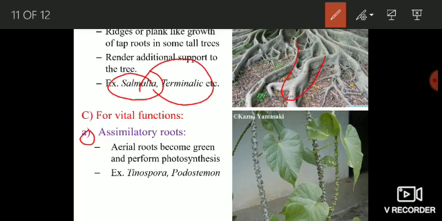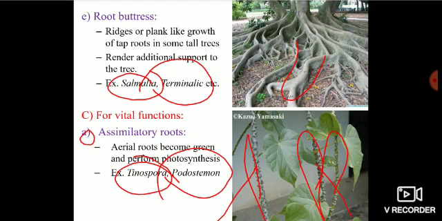These are those aerial roots, that means roots which grow out of the soil. They become green and perform photosynthesis. Assimilatory roots are those roots which are airborne, which grow in the air. They become green, they develop photosynthetic pigments, and because of this they perform photosynthesis. Here you can see these are the aerial roots of Tinospora. These aerial roots are green and obviously they start producing their own food material. That means they help the plant in photosynthesis. Example is Tinospora, and you also have Podostemon.